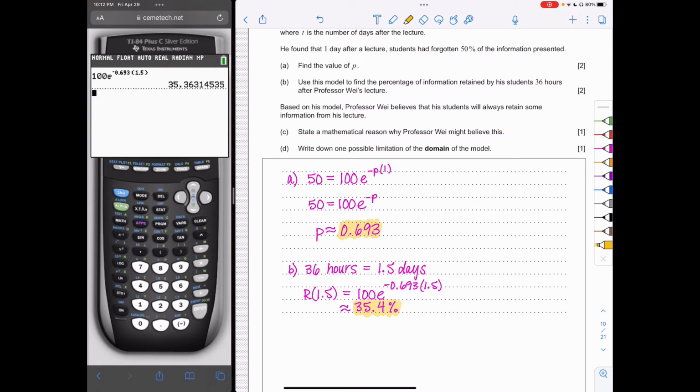So now it says, based on this model, Professor Wee believes that his students will always retain some information from his lecture. Part C says, state a mathematical reason why Professor Wee might believe this. So the first thing I'm going to do is look at the graph. When I substitute this into y1, I have 100 times e to the power of negative p, and we know that negative p is negative 0.693. Then instead of t, we're going to put an x there. So what happens here is when I graph this, I want to see how it behaves.